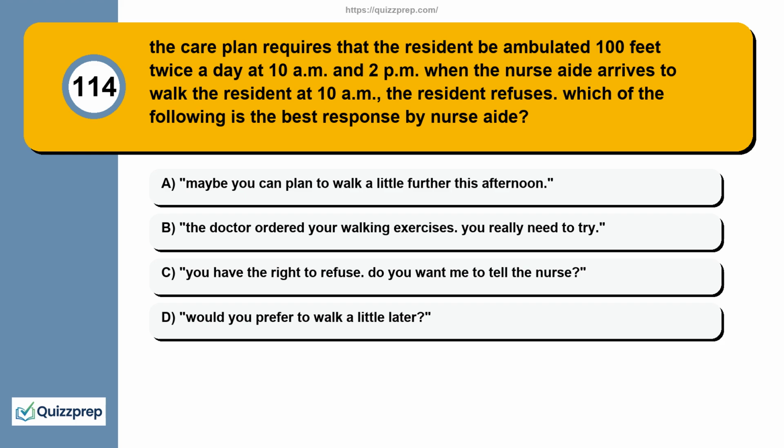Question 114. The care plan requires that the resident be ambulated 100 feet twice a day at 10 a.m. and 2 p.m. When the nurse aide arrives to walk the resident at 10 a.m., the resident refuses. Which of the following is the best response by the nurse aide? Option A, maybe you can plan to walk a little further this afternoon. Option B, the doctor ordered your walking exercises. You really need to try.